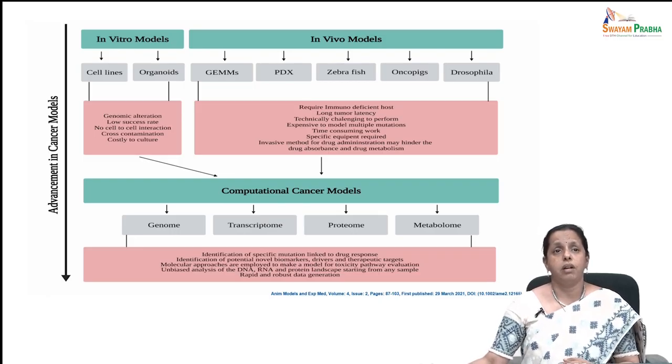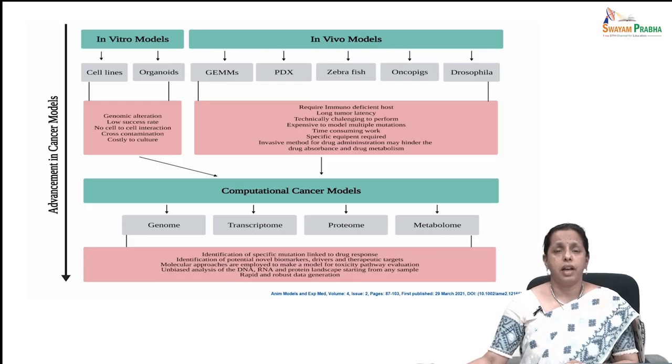They may have genomic alterations characteristic of the original tumor, but because of several passages over the years, they still do not represent the key characteristics of the original tumor. Because they are pure homogeneous cell lines, they do not have any cell-cell interactions, and they are very prone to cross-contamination, because in a lab we do not handle only one cell line. When you use multiple cell lines, there is a possible chance of cross-contamination, and they could be costly to culture.